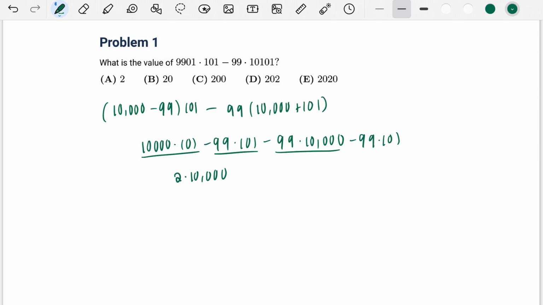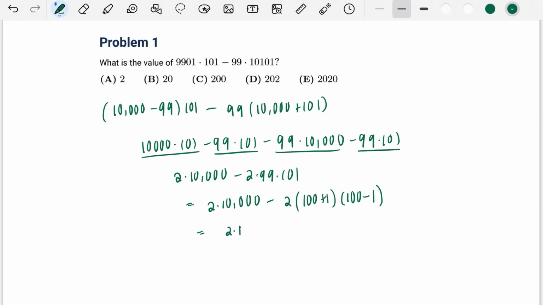And if we look at this term and this term, they're going to simplify to 2 times 99 times 101, which is equal to 2 times (100 minus 1) times (100 plus 1). Using difference of squares, we can write that as 2 times (10,000 minus 1). So our final answer is going to be 2, or A.